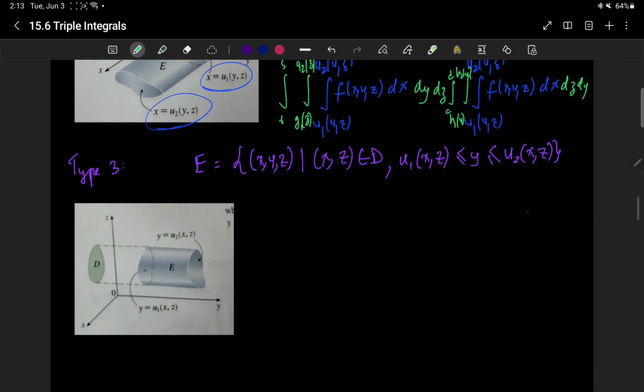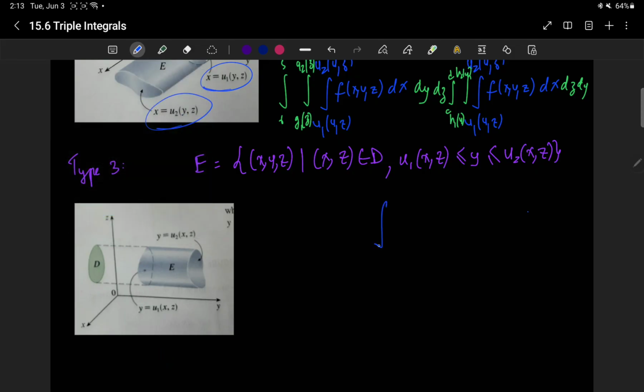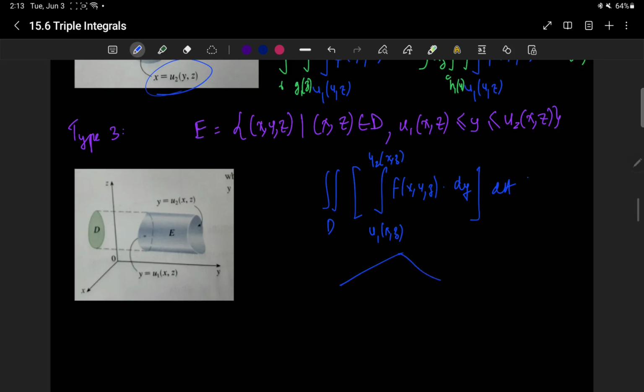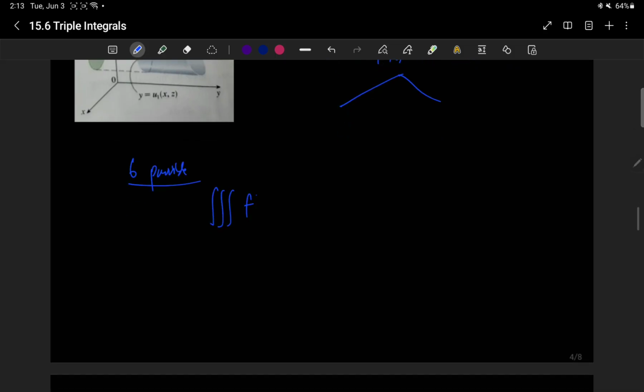The other way is if you start off with a shape that looks like this, which will be type 3. So then you have u1(x,z) and u2(x,z). In this case, the first integral will be dy, and then you will have the dA over the region D, which will again break down into two possible things. So essentially, the 6 possible ways you can have for f(x,y,z) are, so dx dy dz, right?